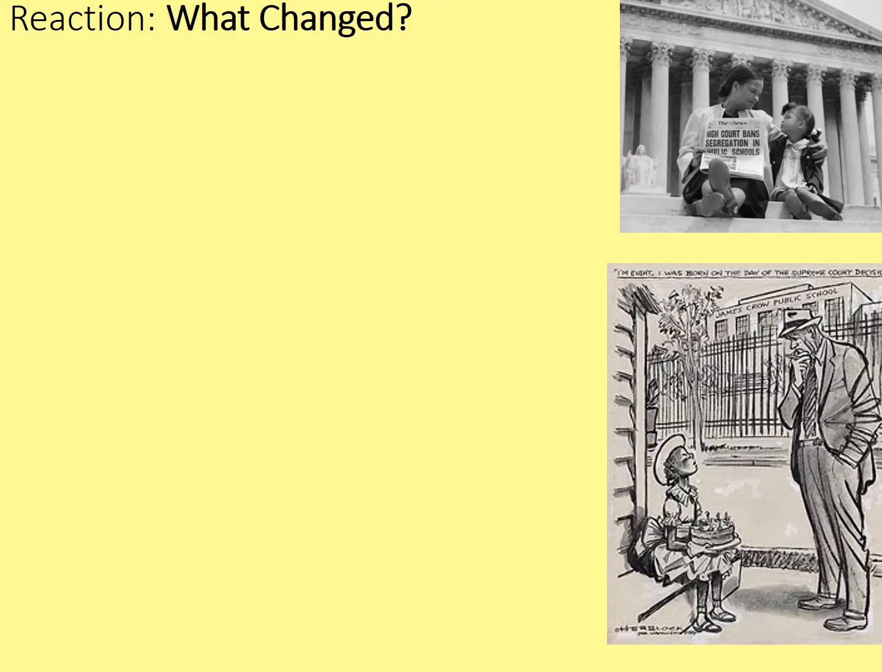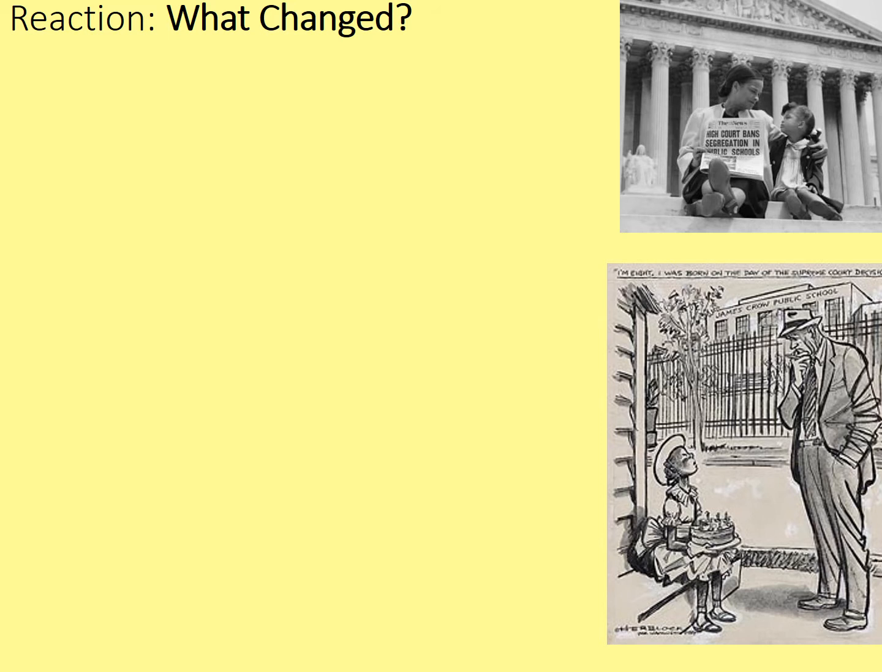So let's consider what changed. At the top we can see Linda Brown with the High Court decision newspaper. Underneath we can see a cartoon that shows that actually change was not immediate. It might be a bit blurred on your video, so I'll read what the caption says. The school at the background is labelled James Crow Public School. Remember, that's a play on this term Jim Crow, meaning segregation.